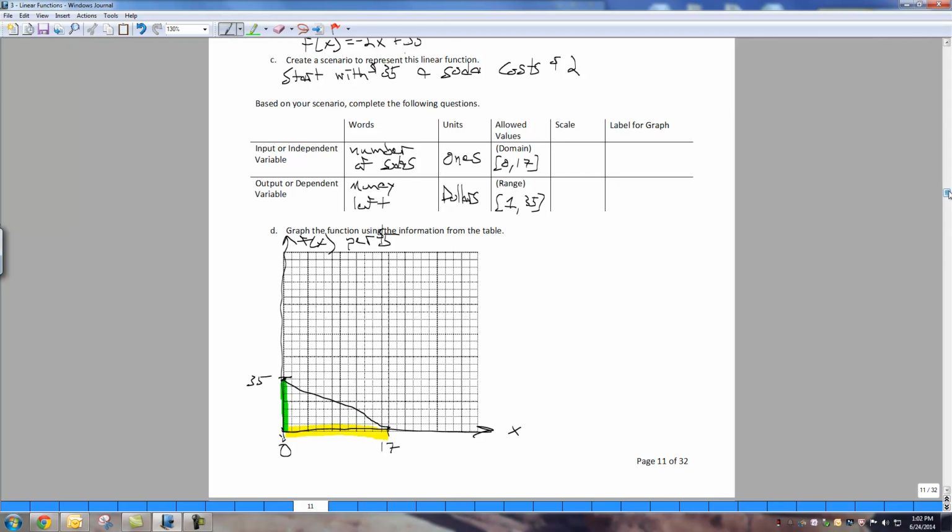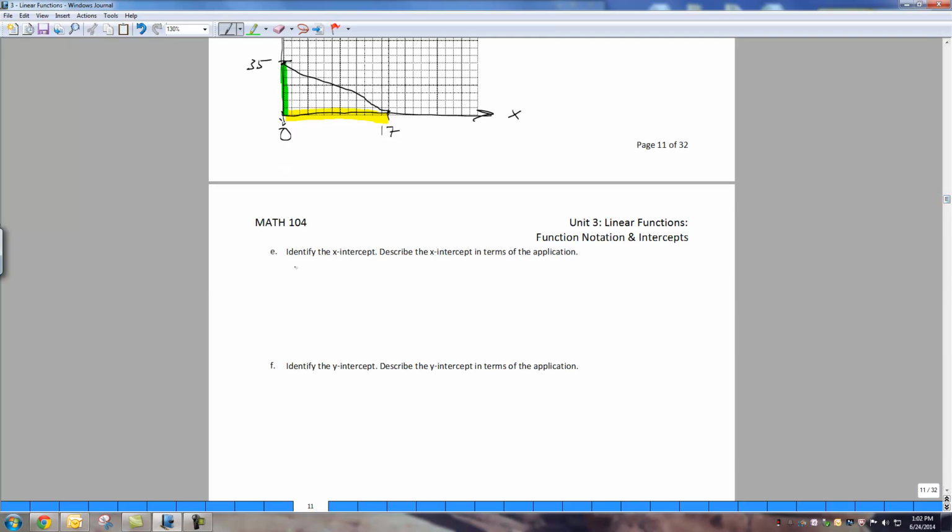All right. Identify the x-intercept. There is none, because we have $1 left. So it never actually crosses the x-axis. So identify the x-intercept, there's none. Identify the y-intercept, well that's 0, 35. No sodas purchased.